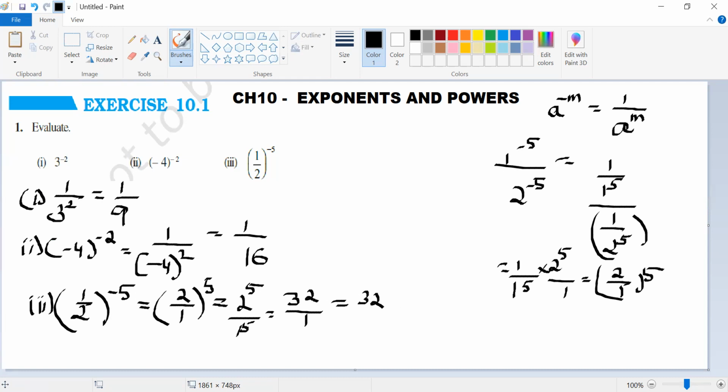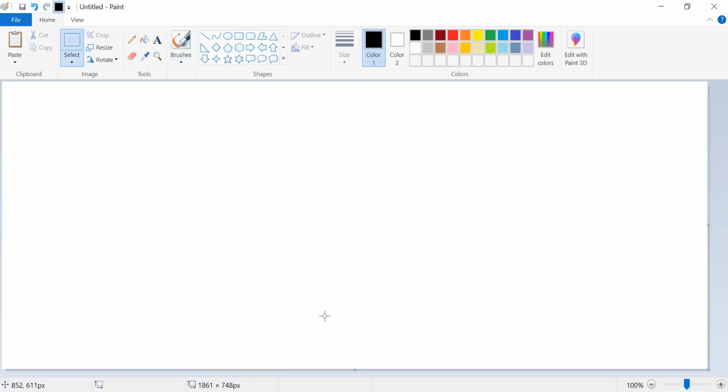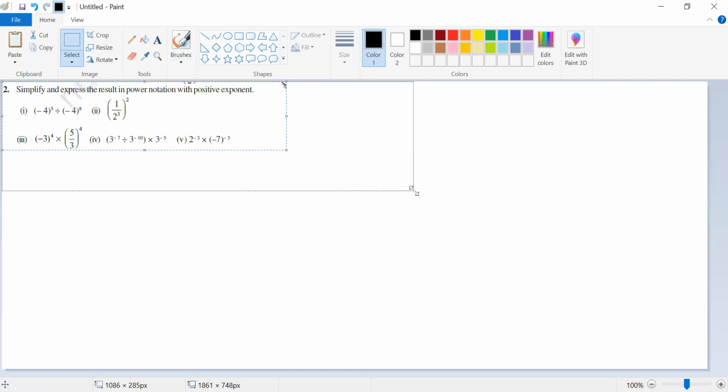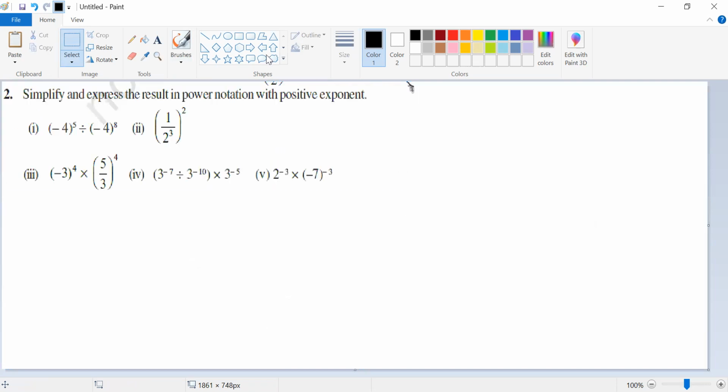Now the next one. Question number 2. Simplify and express the result in power notation with the positive exponent. So let us see. First one, minus 4 raised to 5 divided by minus 4 raised to 8.